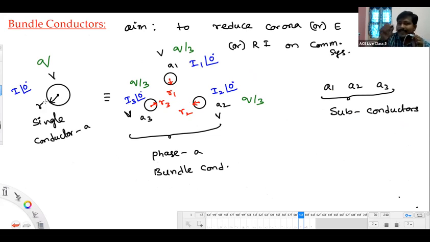Pi r square is the area of cross section multiplied with length. Pi r square multiplied with length is the volume here. What's the volume A1? Pi r1 square L. A2, pi r2 square L. A3, pi r3 square L. The sum of these three volumes must be equal to the volume of conductor A.